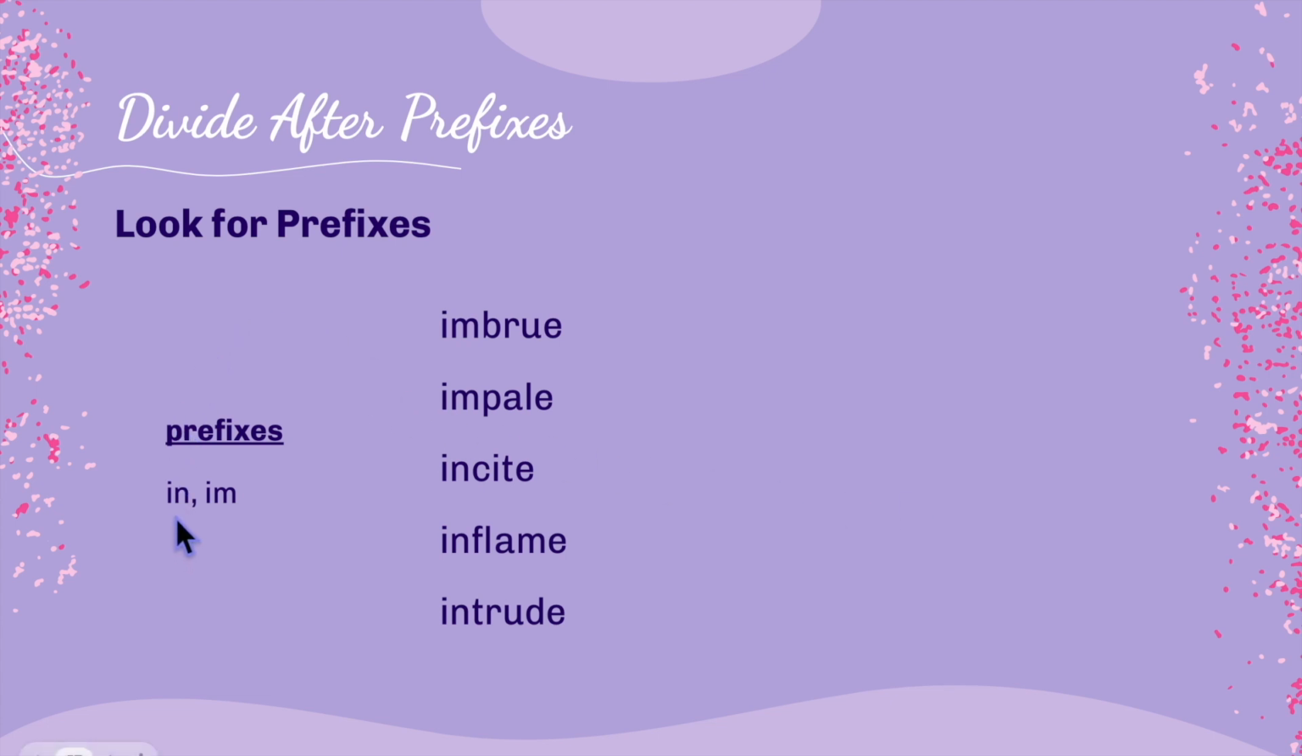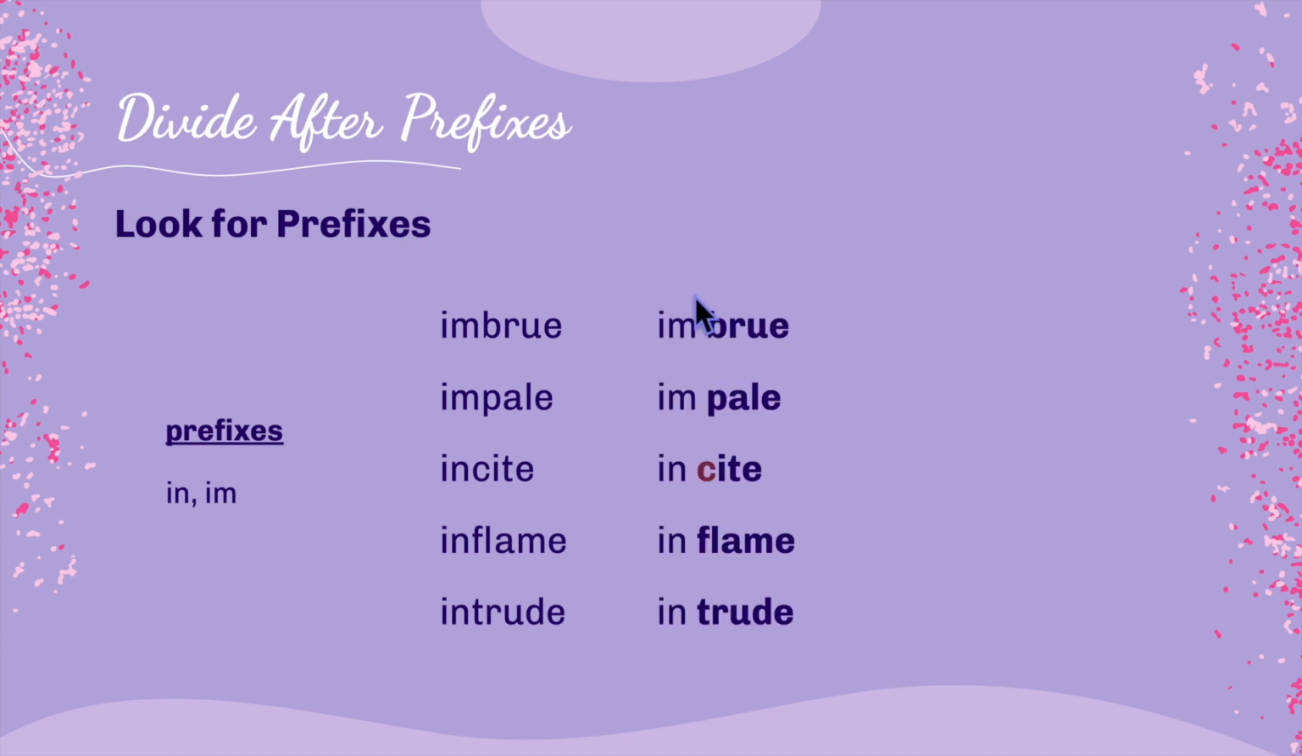In all of these words, we have the prefix in or im, so we are going to split after the prefix. So after im and after in. These syllables are all closed. They start with a vowel, so we use the vowel short sound. Remember that C followed by an I will have its soft sound of S. So we have imbrue, UE has the long U sound. Impale, incite, inflame, intrude. Did you notice that in all of these words, the second syllable is accented? We don't say impale, we say impale. We don't say incite, we say incite.